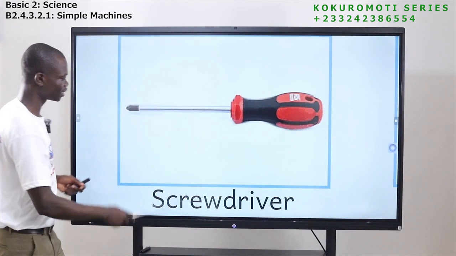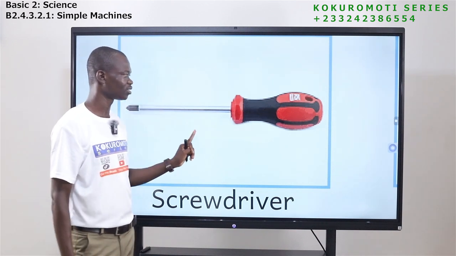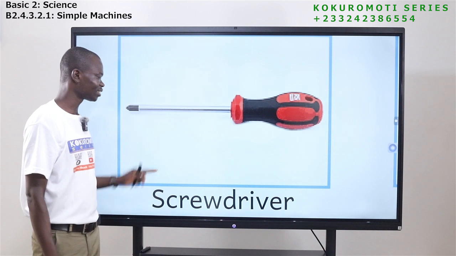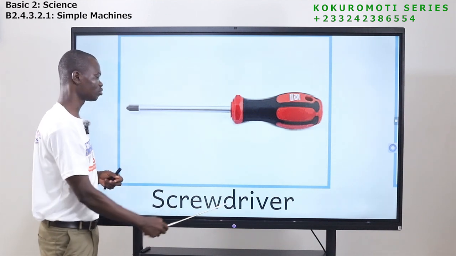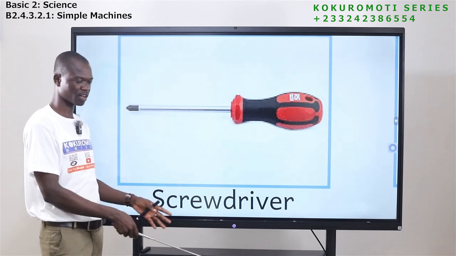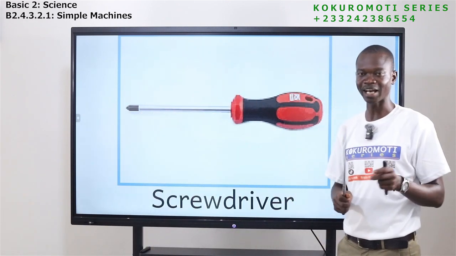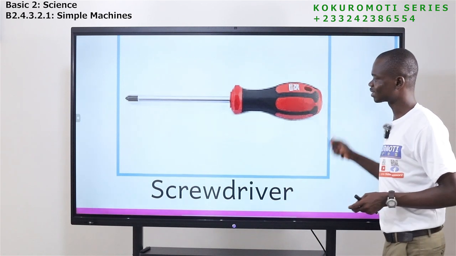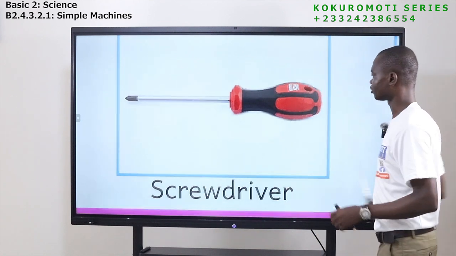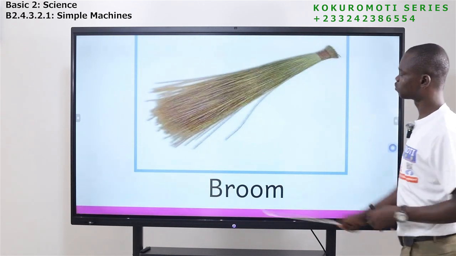Another one, screwdriver. I have told you before that the name is screwdriver, one word. We don't have anything like that other name. The one who drives the school bus has a name, so use his name for him. This is screwdriver. It is a tool, and it's also a simple machine. This is broom.